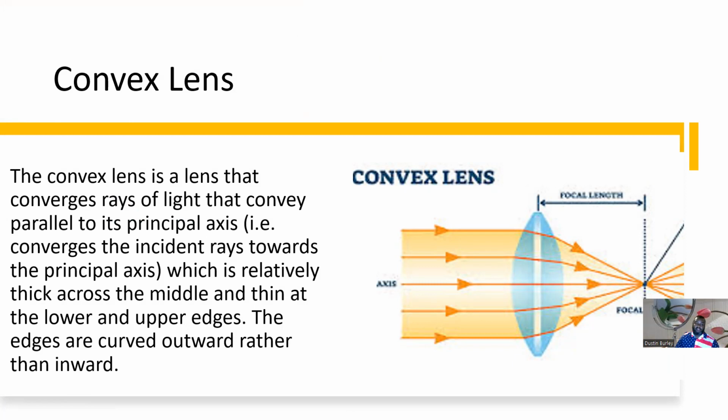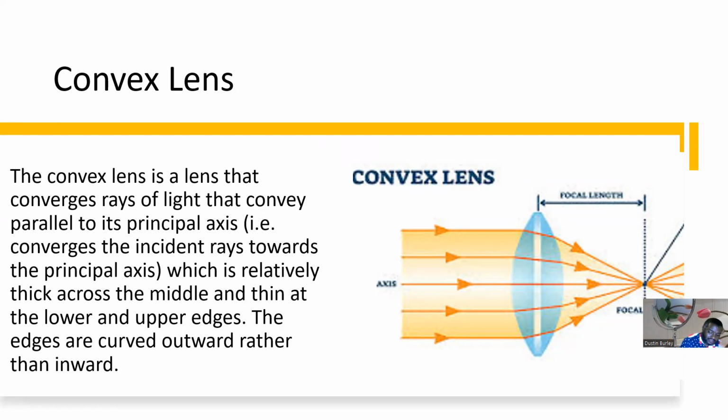But a convex lens is a lens that converges rays of light that are kind of parallel, as you can see when they go in. Because of the shape of the lens, they start to move to a focal point at the center. It's thicker in the middle and curved, and the edges are usually outward rather than inward.